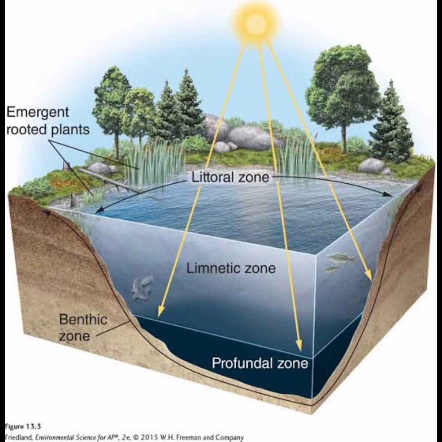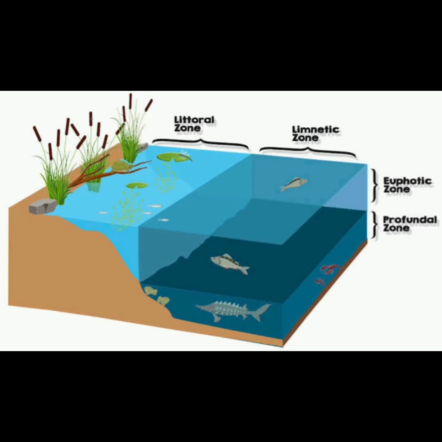Now we'll discuss the zonation or biotic division of pond. Based on the depth and type of vegetation, the pond ecosystem is divided into three biotic zones. They are littoral zone, limnetic zone and profundal zone. Littoral zone is the shallow region of a pond that is seen towards the bank, whereas limnetic region is the open waterway that can be seen away from the shore, and profundal region is the muddy bottom of the pond.